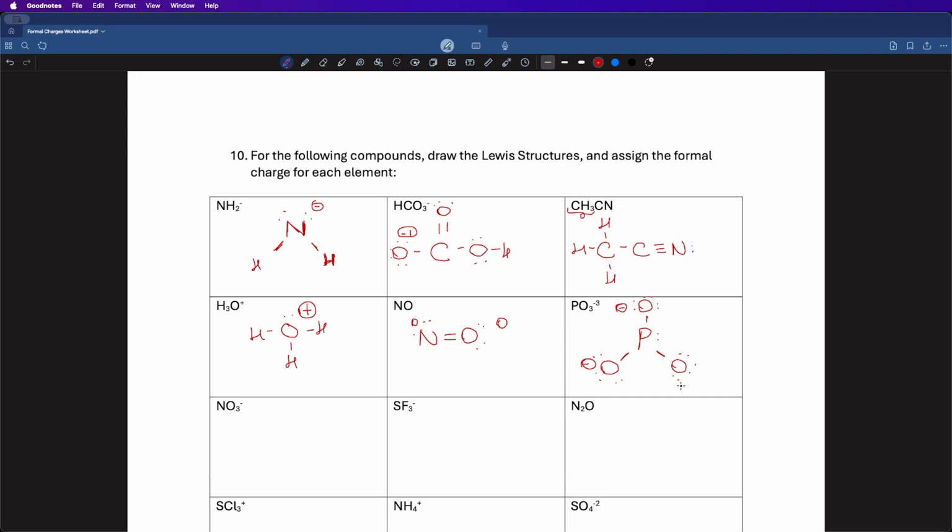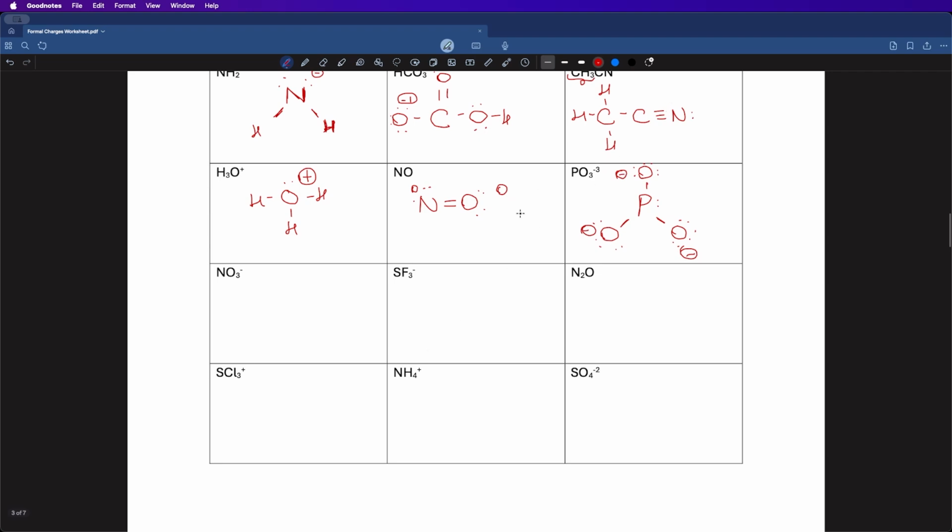And if they each have a formal charge of -1, well then combined they should have a formal charge of -3. And that makes sense, right? The net charge of the molecule is equal to the sum of all the formal charges of the elements in the structure.